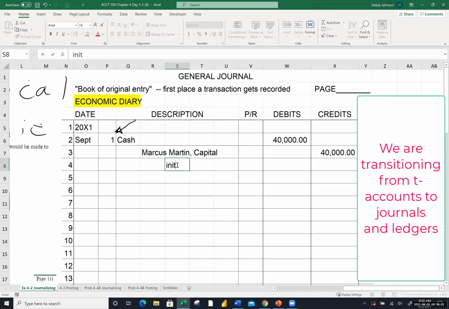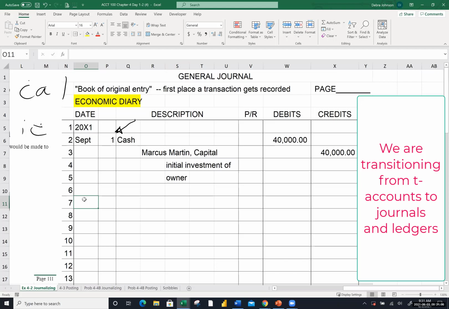So I'm going to put initial investment of the owner. Okay, everything's lined up. All the debits are going to be left aligned. All the credits, if I had them, I could draw this line going all the way down where the credits would be. And all the descriptions are going to be in that third column. And what we've just done is we've journalized our first transaction. And then you would skip a line between entries and you'd be ready to go do your second one.